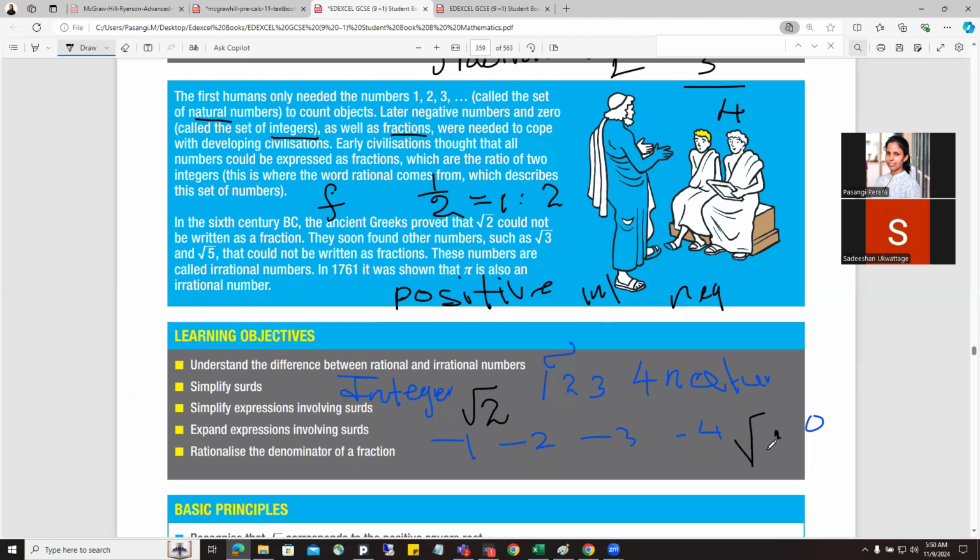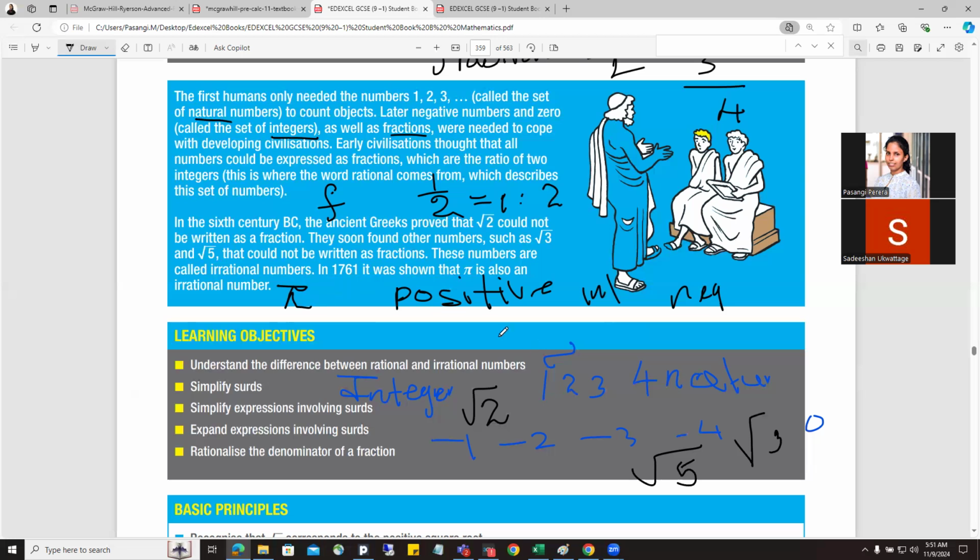Square root 3 and also square root 5, all these numbers we are unable to write as fractions. So these numbers are called irrational numbers. And also in 1761, it was shown that pi, we read this symbol as pi, is also an irrational number. So we will be learning these types of numbers.